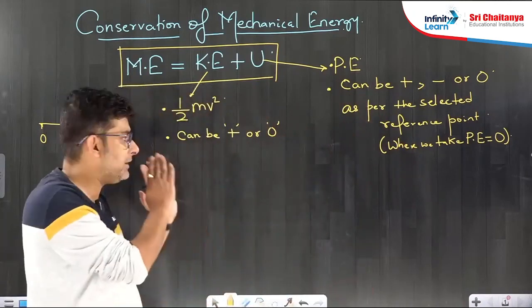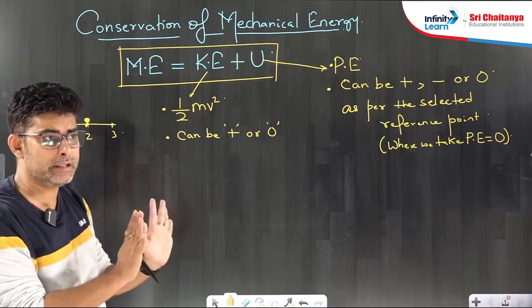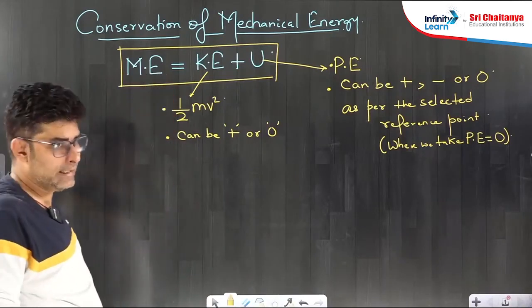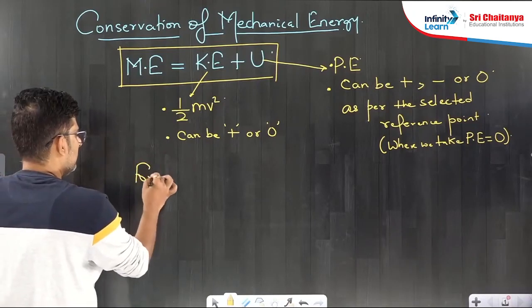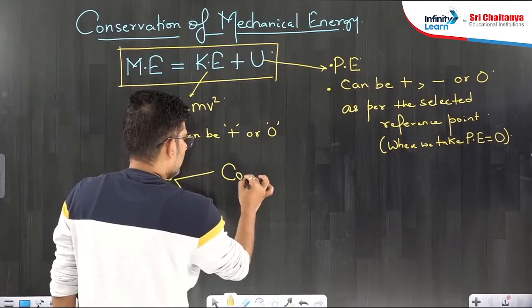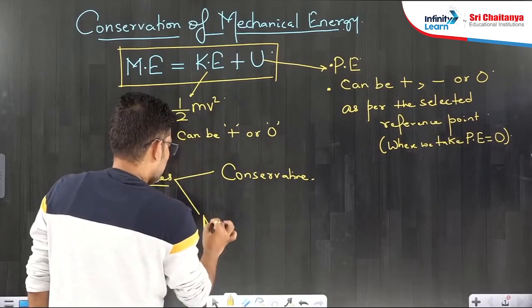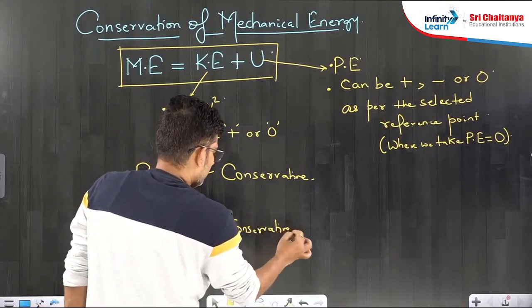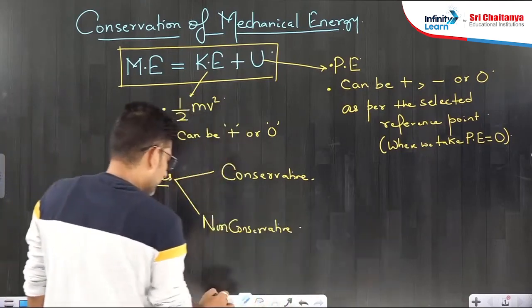Did you understand the basic difference between kinetic and potential energy? I hope this point is important and clear to all of you. Okay. Now, when we say this is the mechanical energy, then what happens? There are two types of forces. Forces we call as conservative and non-conservative. Conservative and non-conservative forces, what is the difference between these two?